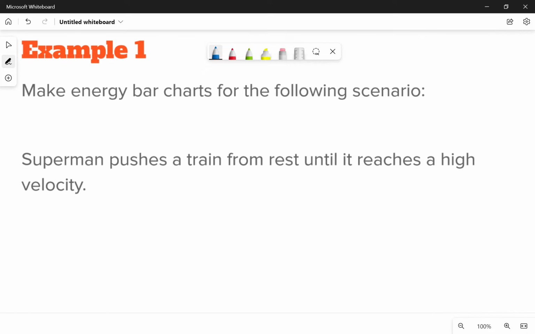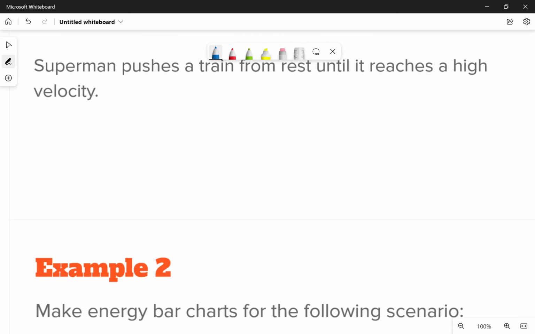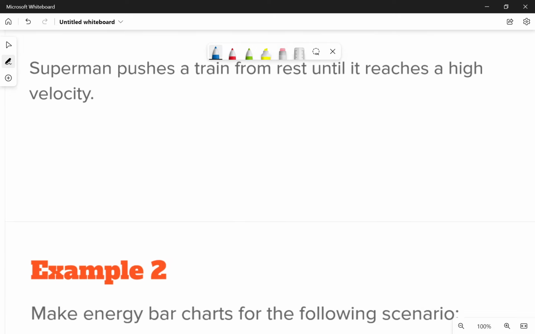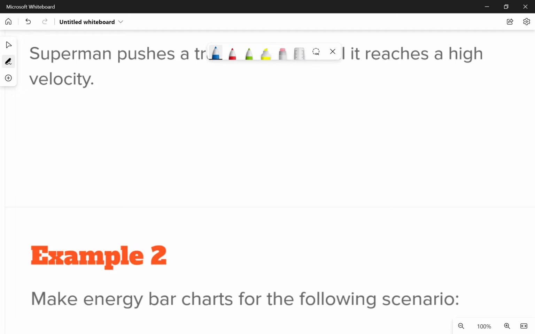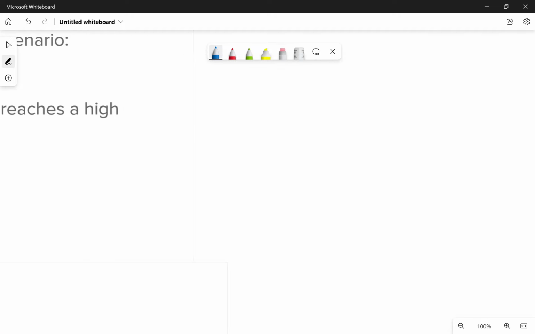So let's look at a quick example of this. I've got Superman pushing a train from rest until it reaches high velocity. So the same example as before, but now I'm going to represent this using energy bar charts. Let me just do this off to the side. I'm going to start with the same doodle as before, right? So I've got a train whose velocity at point 1 is 0. Its velocity at point 2 is something. And it has a velocity at point 3 that is bigger.